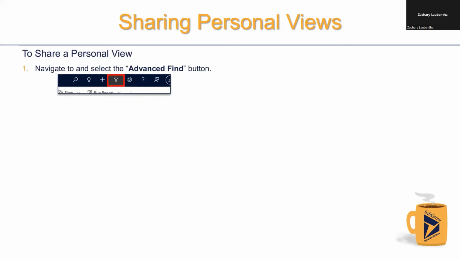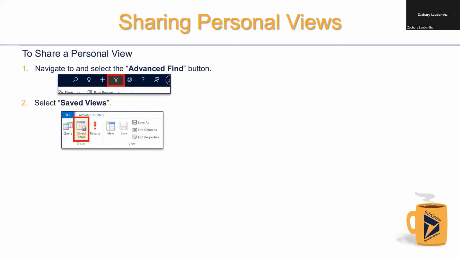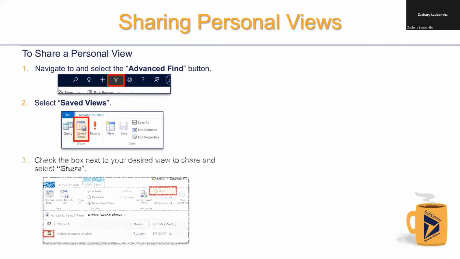To share a personal view, first, we're going to navigate to and select the Advanced Find button in the top right corner of our Dynamics page. Once selected, the Advanced Find window will open, and you will then click the Save Views button. Check the box next to your personal view you would like to share, in our case, Active Accounts in Ohio, and then click the Share button.